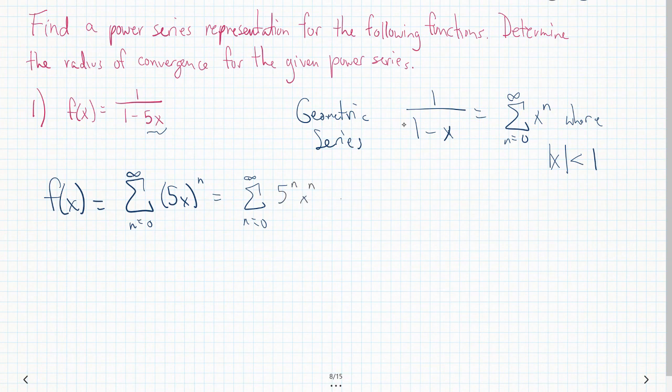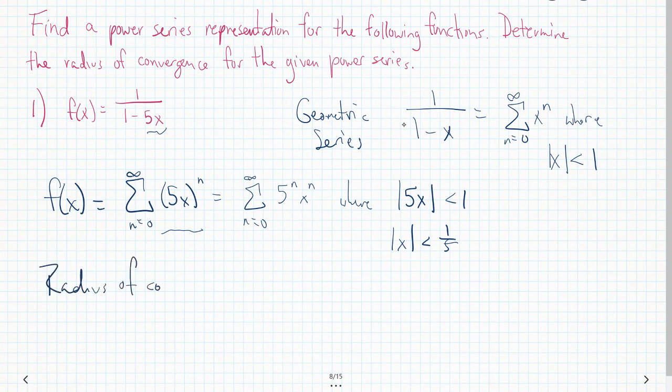Now, I can use that first idea. Using this term, I can say where the absolute value of 5x is less than 1, or where the absolute value of x is less than 1/5. That tells me, without doing all the extra work in this case, what the radius of convergence is. The radius of convergence must be r equals 1/5.